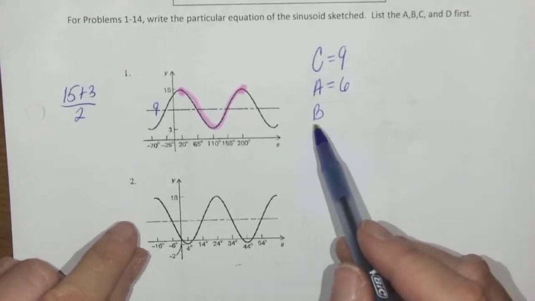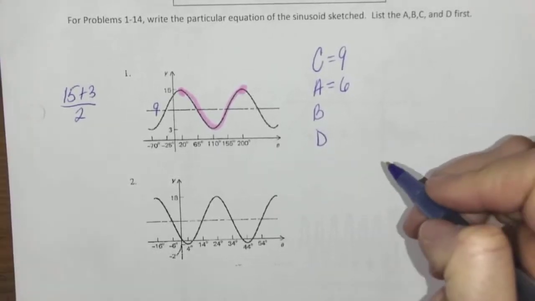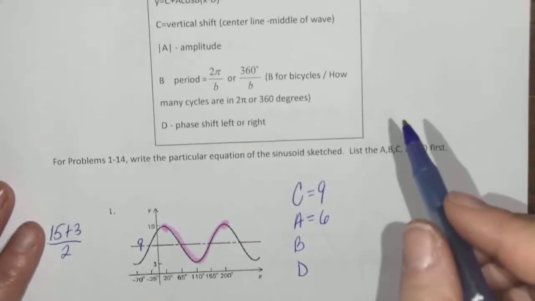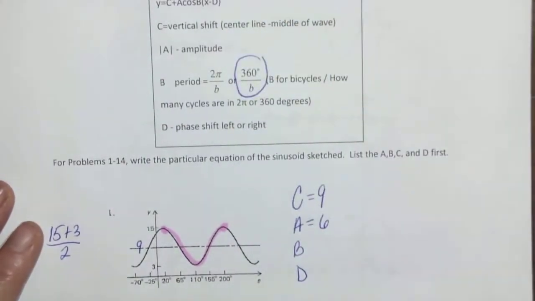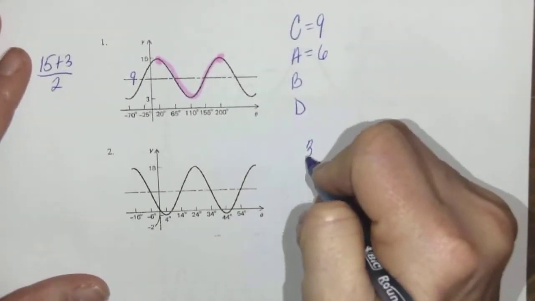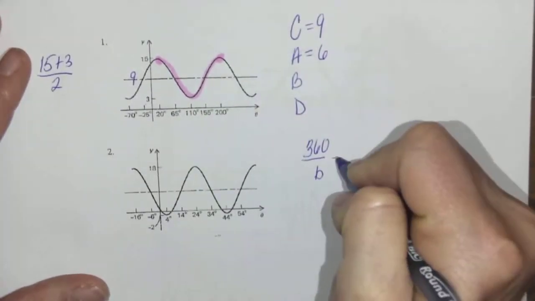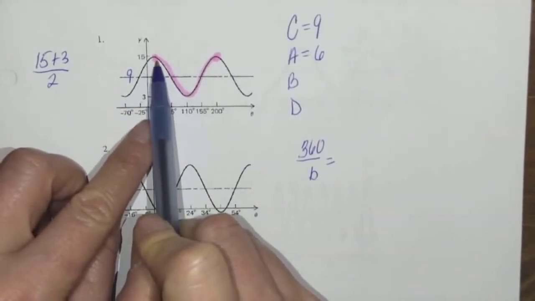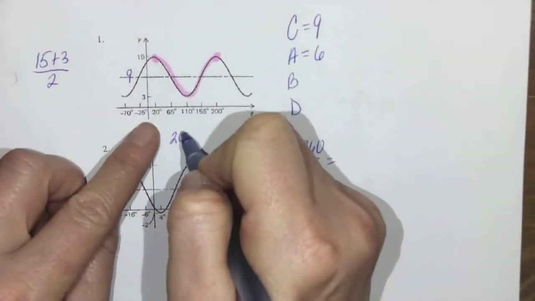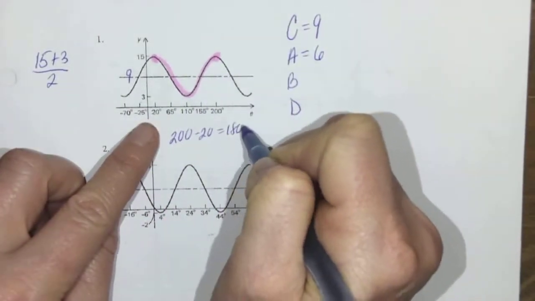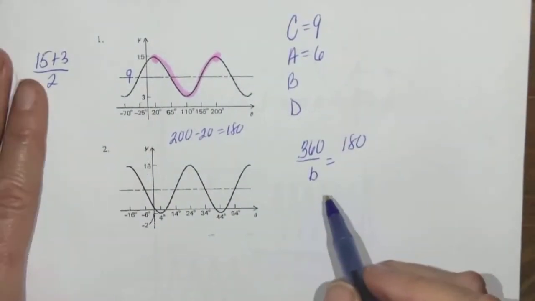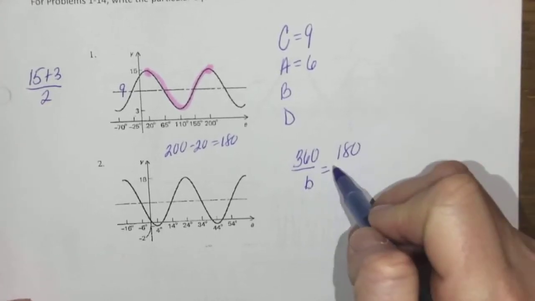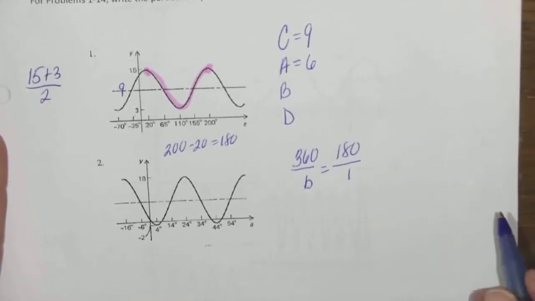The next thing, B. Well, to get B, you take 2 pi normally, but since this is in degrees, I'm going to use this formula at the top, 360 over B. So 360 divided by B will give you the period. This period, or this wave, starts at 20 and ends at 200. So that means that it is 180 wide. Some of you can look right at that and solve, because you know 360 divided by a certain number gives you 180. You won't always know that, so maybe you want to cross multiply.